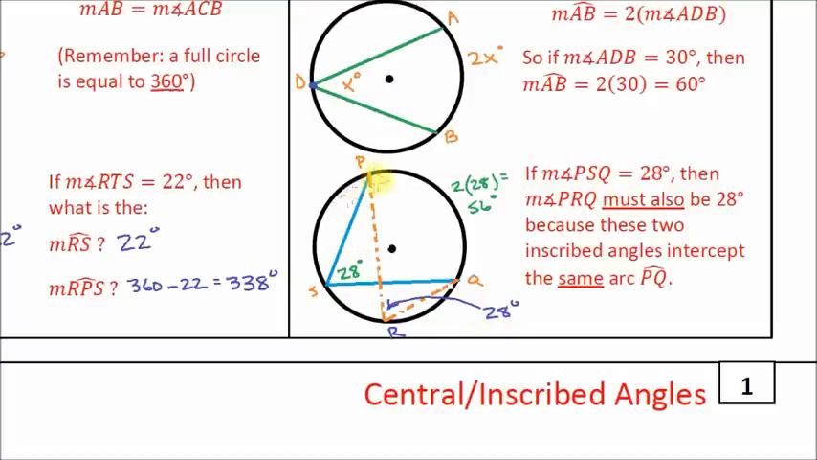Sometimes these diagrams can get very confusing, but if you can find an inscribed angle, an angle with its vertex on the circle, then you know the relationship between the angle measure and the measure of the intercepted arc. The measure of the intercepted arc is twice as many degrees as the measure of the inscribed angle. So there are your properties of central angles and inscribed angles.